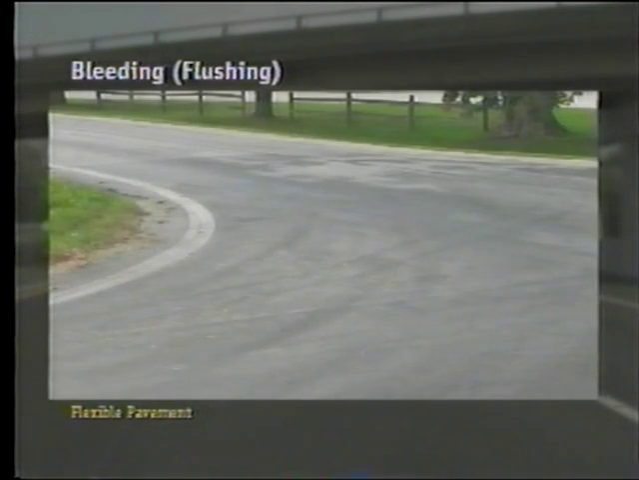Bleeding, also known as flushing, is the presence of free asphalt binder in the pavement surface, recognized by the shh sound as cars drive over it in the hot summer day.